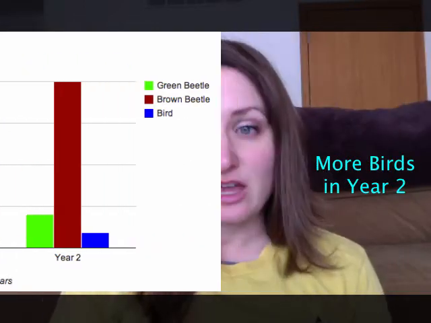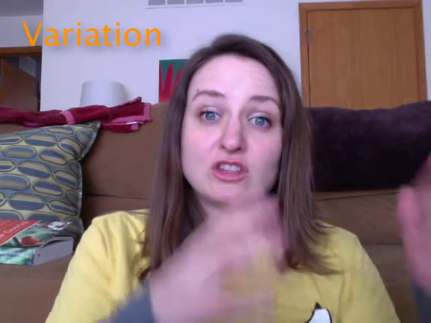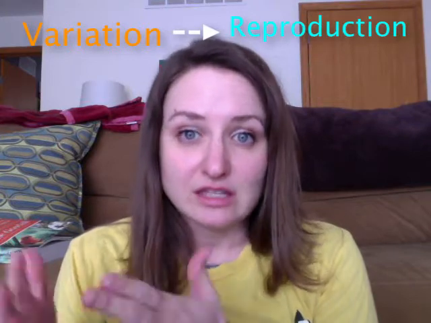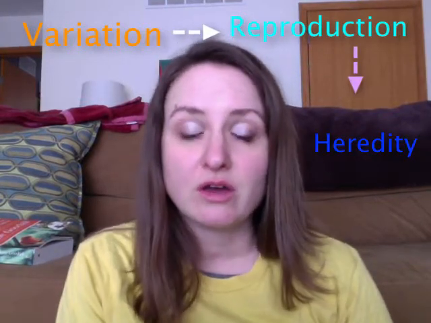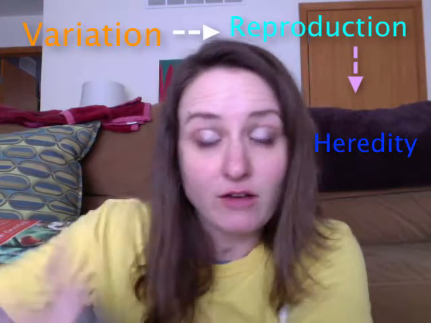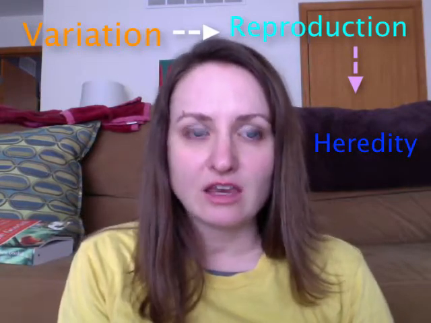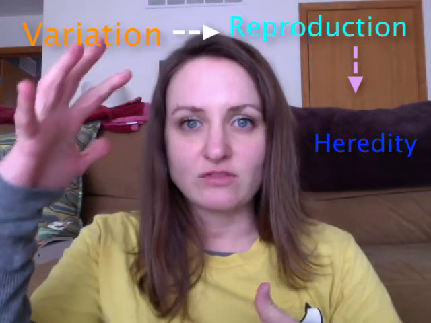Because there's this variation, which then affects the reproduction of these animals who are passing these genes along to their offspring, that is showing a shift or a limiting factor going on here. So let's take a look at this in an example situation.